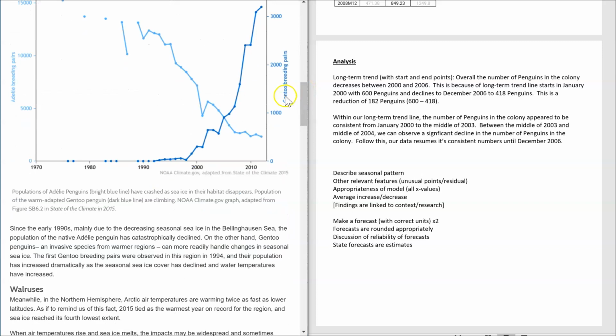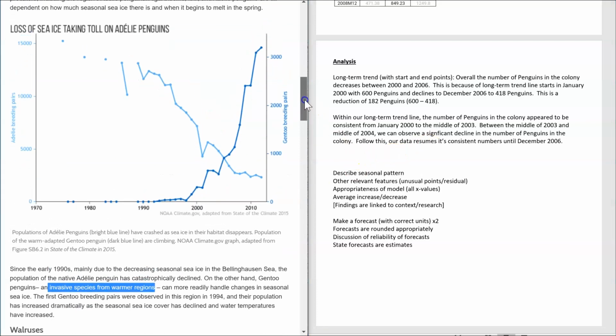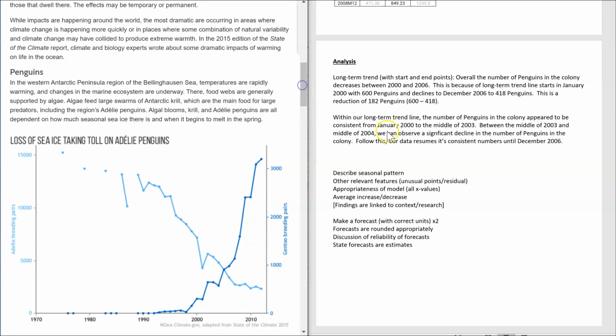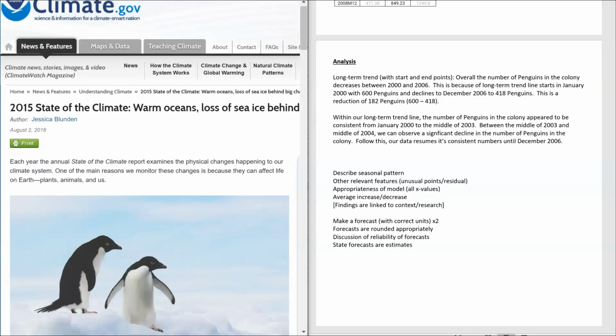And why the Gentoo ones rapidly increased, that was because Gentoo penguins are invasive and they're normally in warmer regions. So because the sea temperature is rising, that is making environments that were more suited for the Adele penguins worse off for them and better off for the Gentoo penguins. So that's why I think we saw that bit of a blip, particularly in 2004. So I'm going to use this article to explain this point about my long-term trend and why there was a blip in 2004. So let's chat about this.